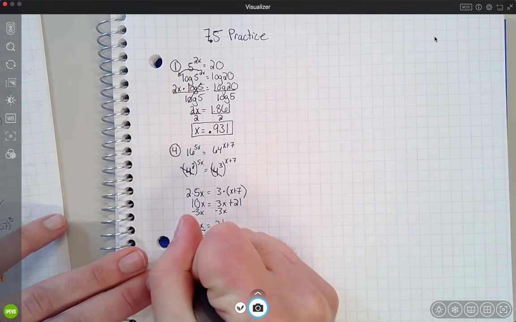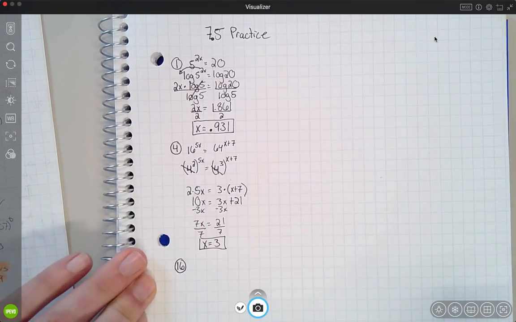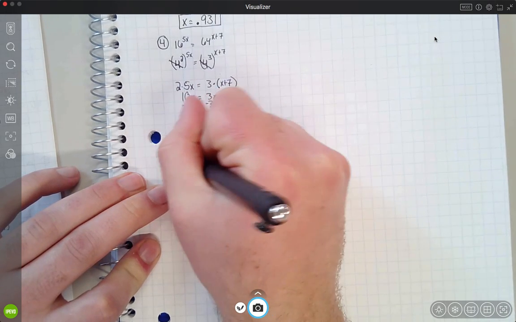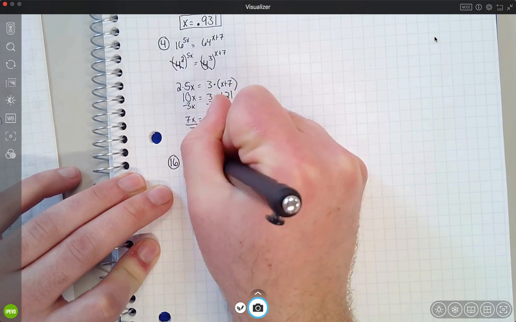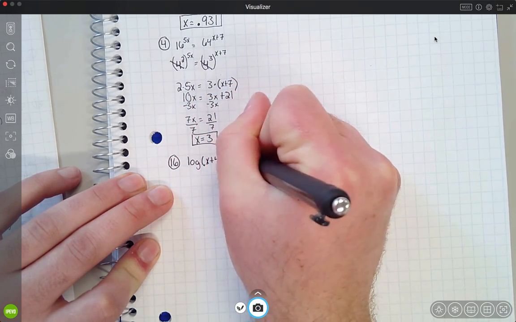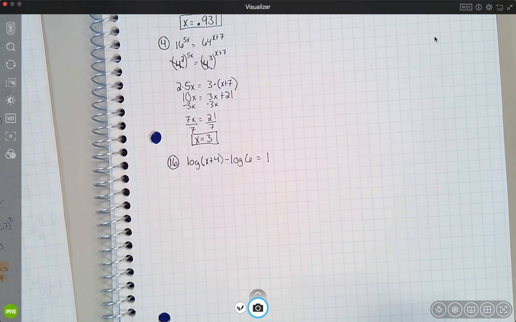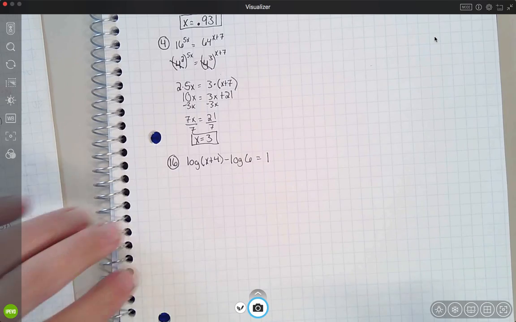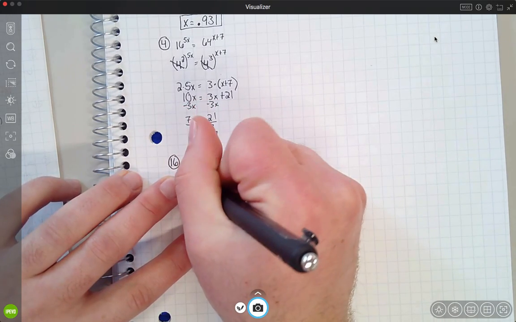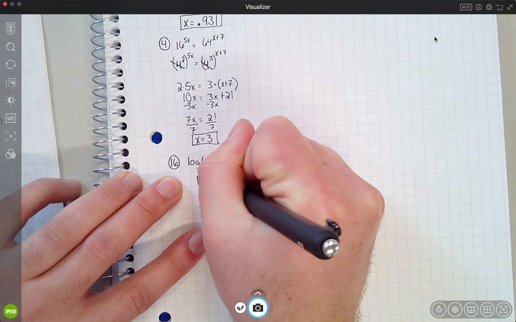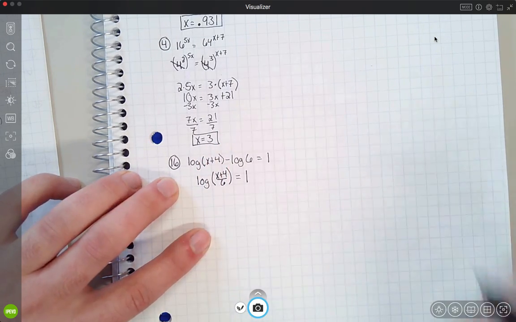Next one we are going to take a look at is number 16. 16 is where I'm going to shift to doing my logarithms, so starting with my logs. So this is the log of x plus 4 minus the log of 6 is equal to 1. Well, in order to do this, I need to get everything into one log so that I can work through getting the log out of there. So if I start with a subtraction, subtraction turns into division inside the log. So this is going to be x plus 4 all over 6 is equal to the 1.